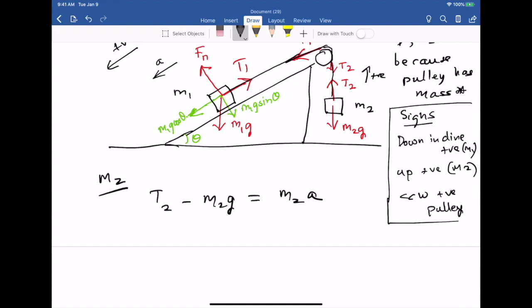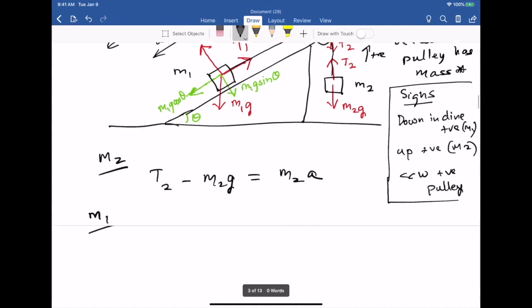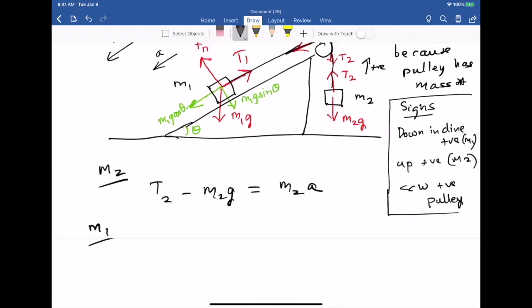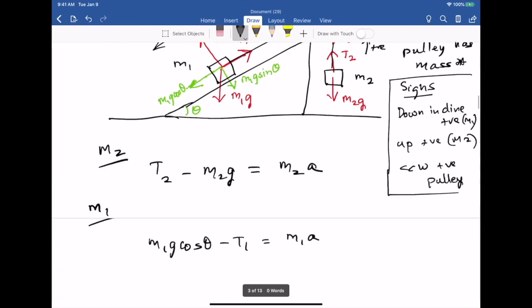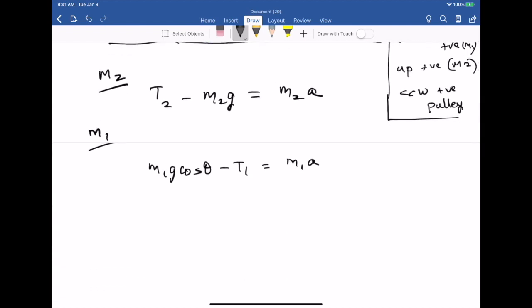Let's see if m1 gives us an equation that we could use. So for m1, we have m1g cosine theta, that's the positive one, minus T1 is equal to m1 times a. That's the equation for m1. So we have two equations for three unknowns. We're going to need one more equation, and that would come from applying Newton's second law in rotational form to the pulley.